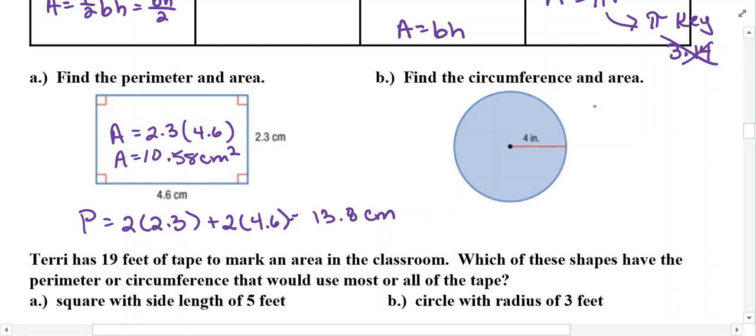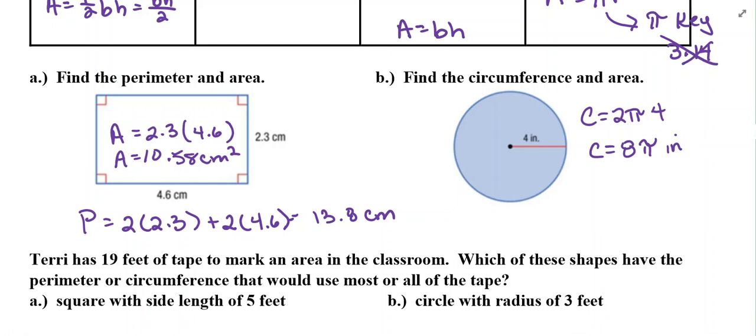Looking at the circle here for problem B, circumference would be 2 pi r, and the radius here is 4. So the exact answer that's not rounded would be 8 pi inches. Now, I want you in all your work to get used to putting down the exact answer, and then you can put down the rounded answer.